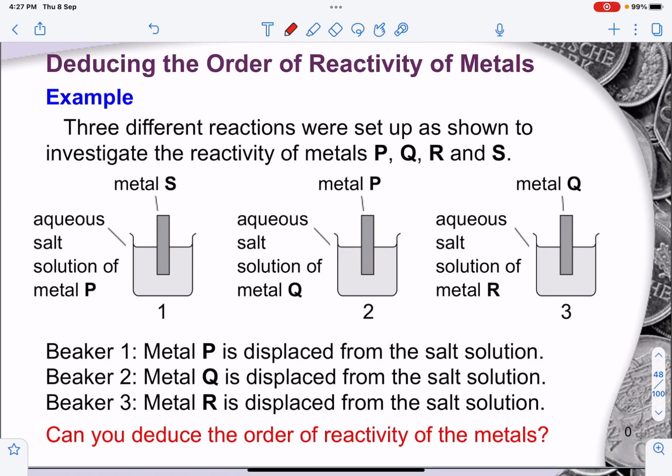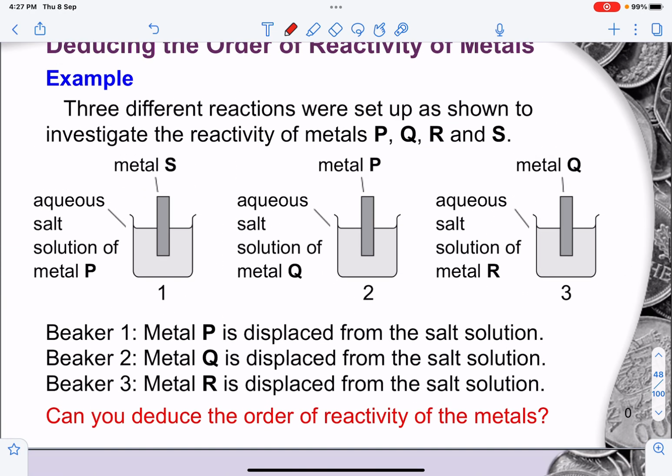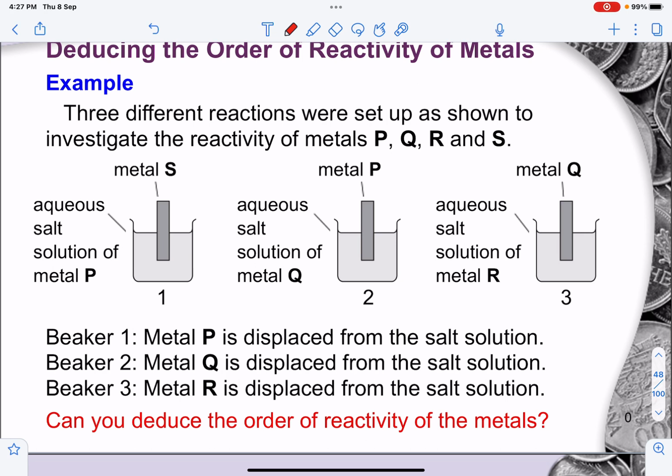So one example of a question that can come out is something like this, where you are given 3 different setups, and these 3 different setups will also tell you what is being displaced from what solution, and from this you must be able to deduce the order of the reactivity of the metal. So when we see P is displaced from the salt solution, what we can say is this is S and P, right? So you tend to write an arrow where this is the most reactive, and then the least reactive is here.